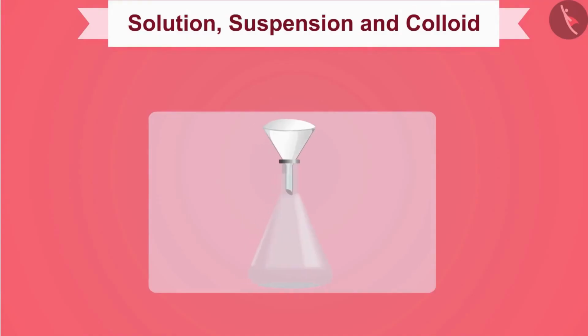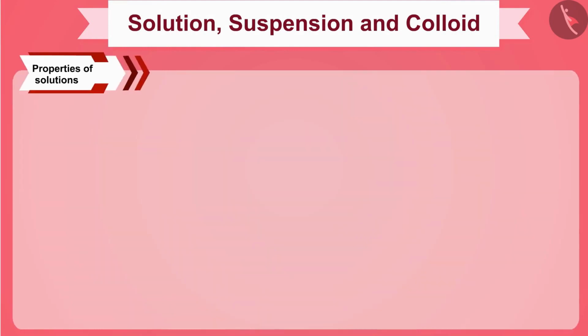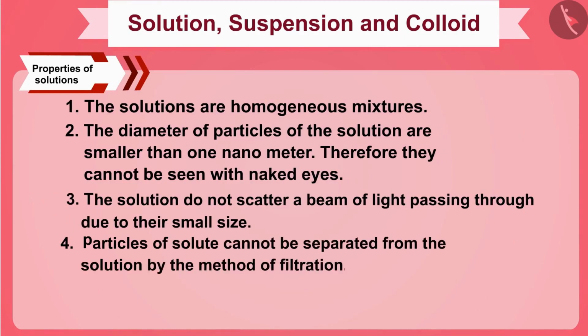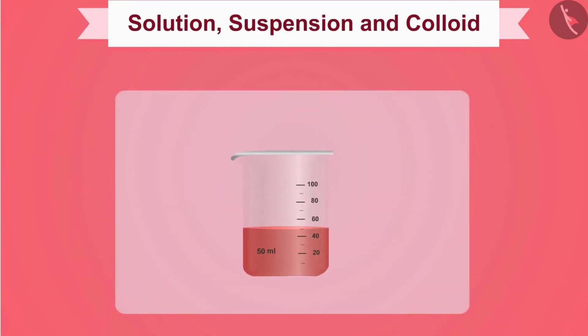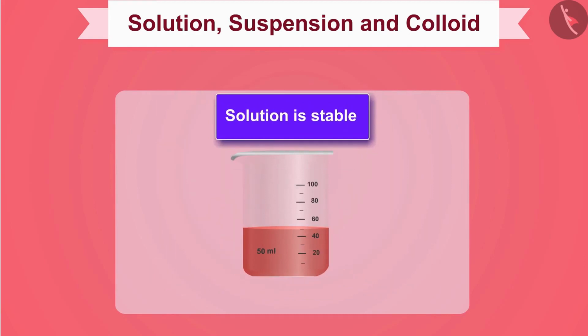Try separating iodine from this tincture of iodine solution using a filter paper. Did you succeed? No. Therefore, we can say that the particles of solute cannot be separated from the solution by the method of filtration. And if we keep this solution undisturbed, then you can see solute iodine particles do not settle down. That means the solution is stable.